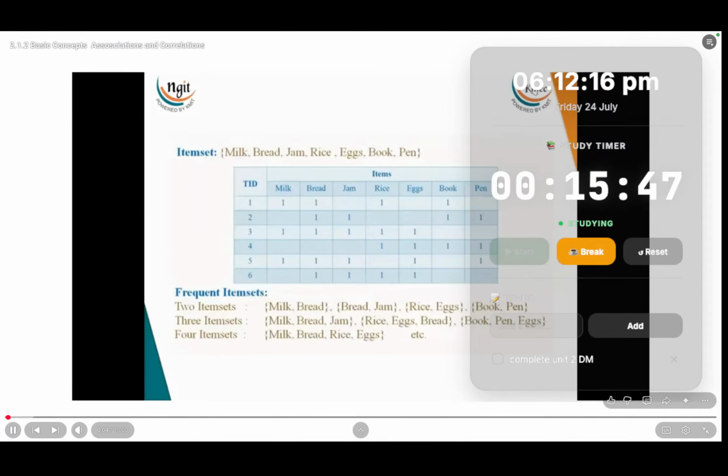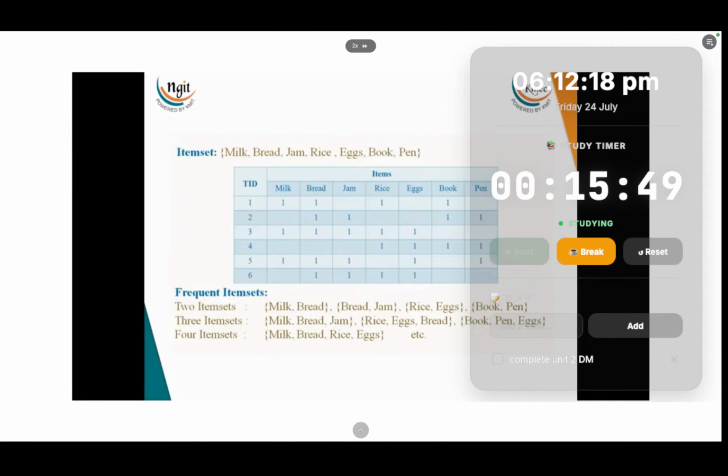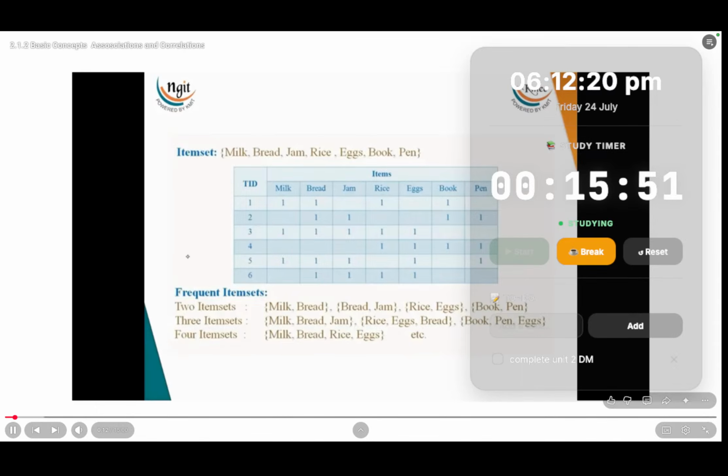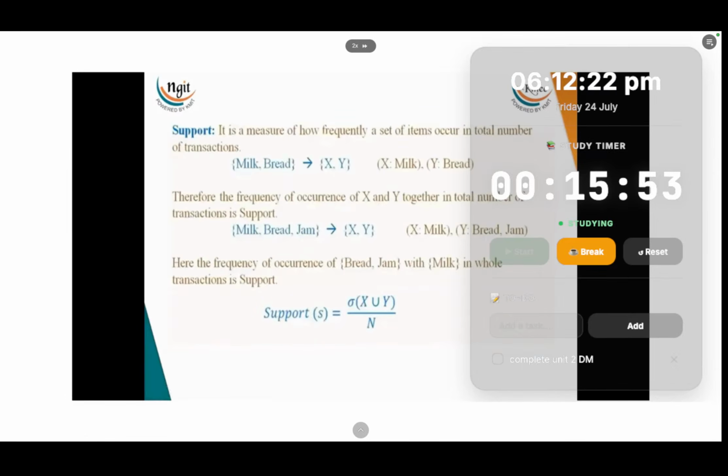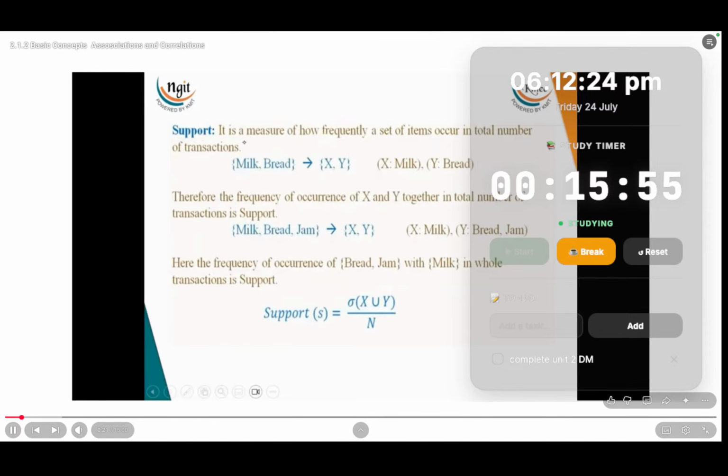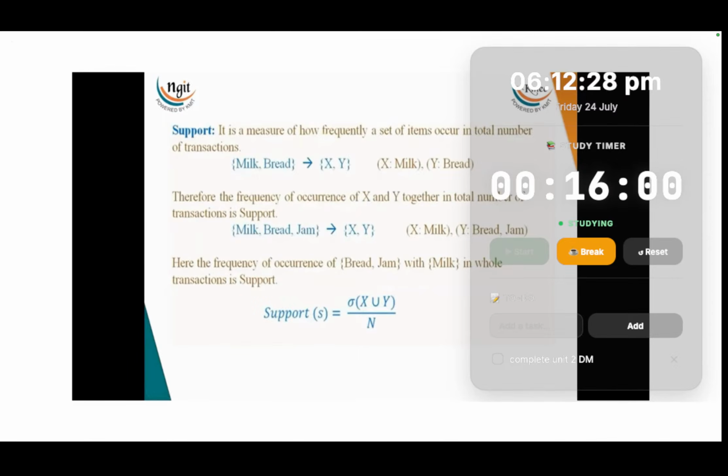Hello everyone, welcome to the session on data mining. In the previous video, we have seen what different frequent item sets are, and how to form two item sets, three item sets and so on. Now let us learn about support and confidence with an example. So what is support? Support is used to measure how frequently a set of items occurs in the total number of transactions.